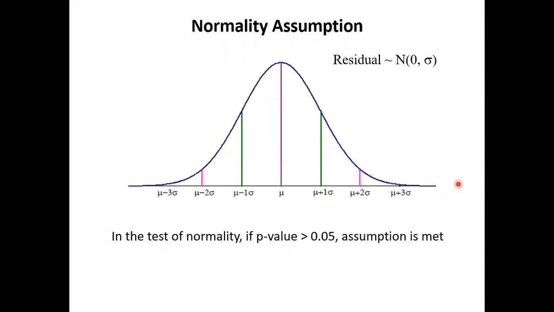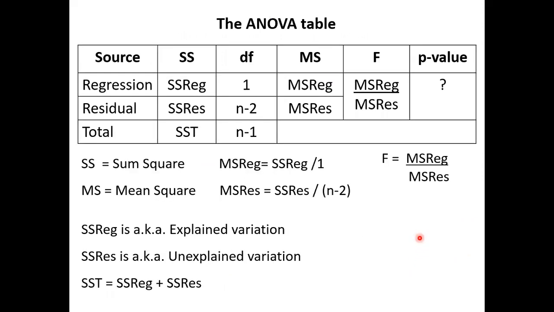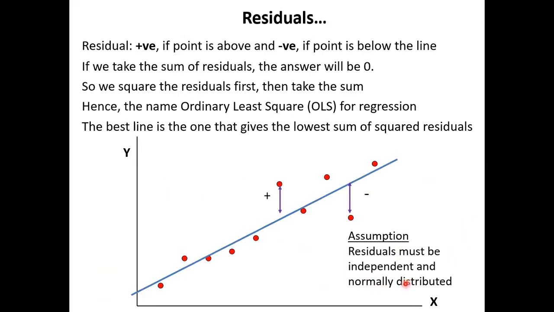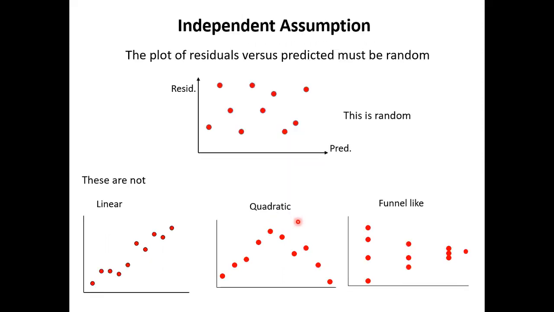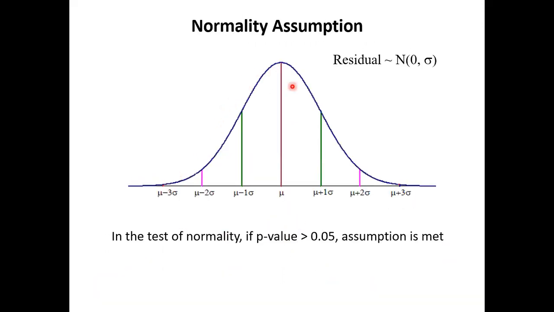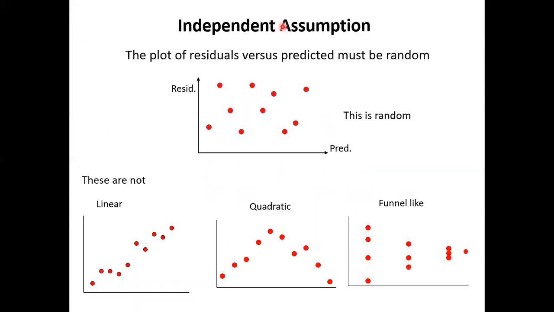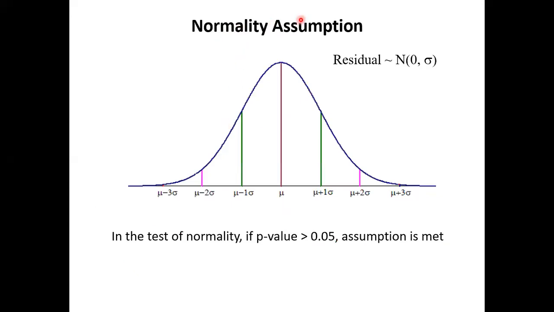Next, we know what normality is, right? This refers to assumption number two, normally distributed. So take all the residuals and check whether they conform to normality. You know what normal is, we already did it in the second class. So we do the test of normality and we get a p-value. If the p-value is more than 0.05, the second assumption, normality, is met. So two assumptions must be tested based on the residuals. Are they independent? Look at this figure. Are they normally distributed? We perform a test of normality, right?